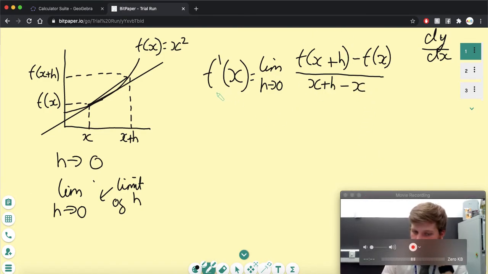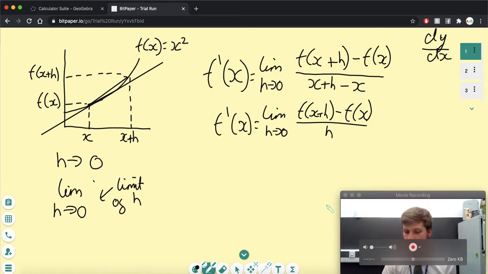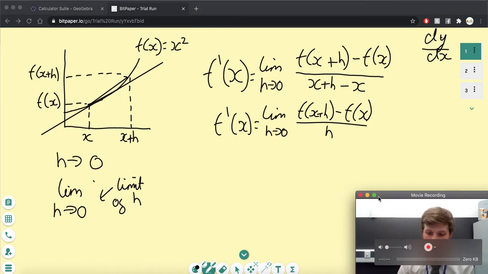I can clean up this bottom, the denominator of a fraction, by writing our gradient function is equal to the limit as h approaches 0. My numerator can stay the same as f of x plus h, take away the f of x. However, my x values are going to cancel out at the bottom and I'm left with an h. And again, this reconsolidates the idea that if h was equal to 0, we would be in big trouble here because we can't divide by 0. So, what can we do from here?